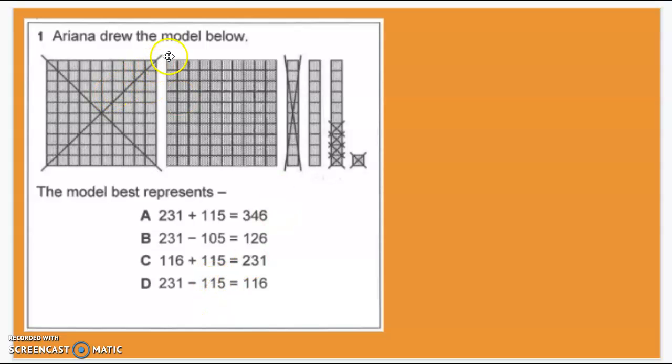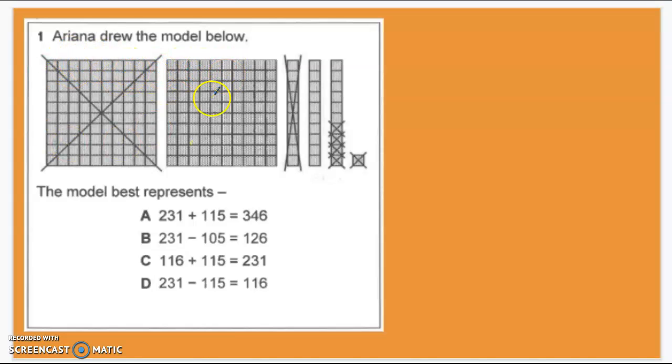So we see we have some place value pieces. We have some hundreds blocks, we have tens, we have 1s. I see that a 100 has been taken away, crossed out, a 10 has been crossed out. This looks like some 1s have been crossed out. So taking away, subtraction.